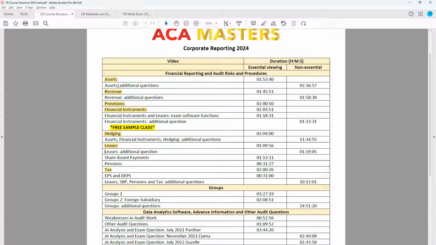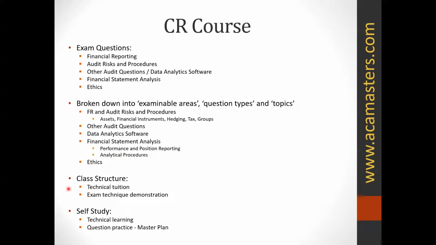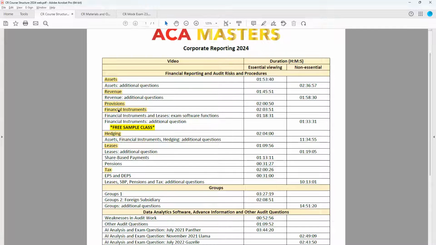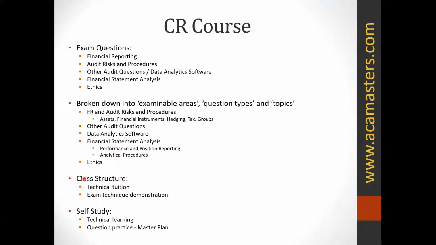So we'll just be taking it one topic at a time. You'll just be mastering one topic at a time. I'll be simplifying the technical content so it's easy for you to understand. And you'll find that greatly helps with topics like financial instruments, deferred tax, those more technical, trickier topics.